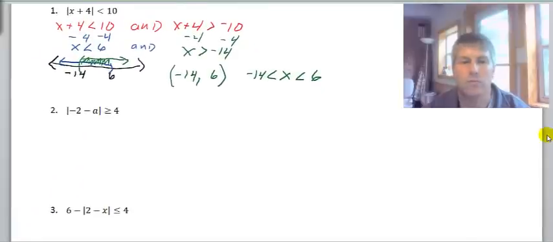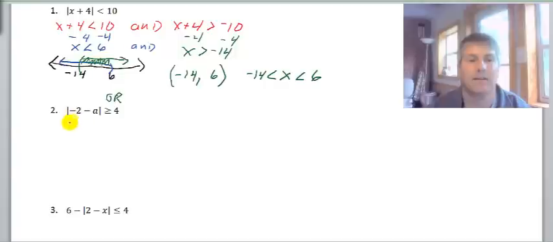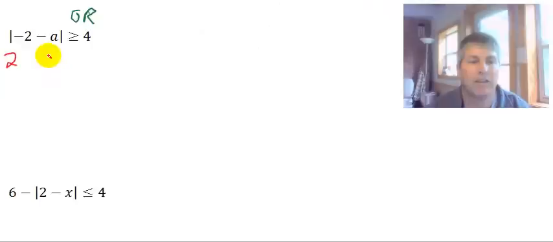Sample problem 2, the absolute value of negative 2 minus a is greater than or equal to 4. This is a greater than, so this is an OR problem. Strip everything away from the absolute value bars. Done deal, that's taken care of for us. So we drop the absolute value bars and keep everything the same.